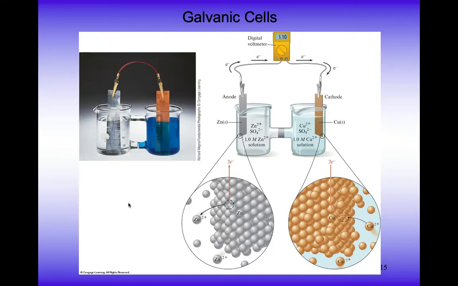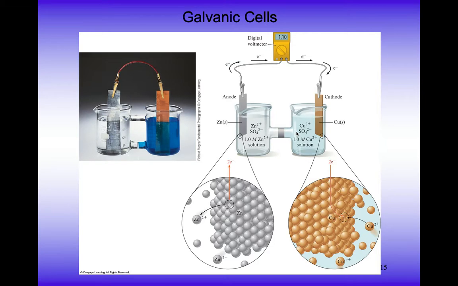So this is just another view of a galvanic cell with zinc and copper. Instead of the U-tube that you saw in the last example, there's a porous disc that allows the sulfate ions to go through in order to keep the charge neutral on both sides.